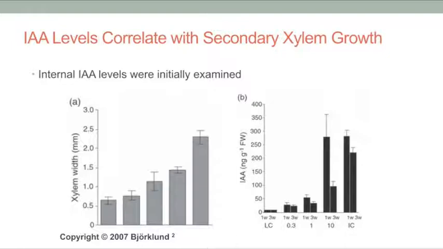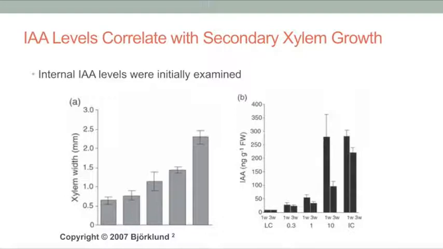The 3 experimental trees were decapitated at the initiation point of secondary xylem growth and exposed to 0.3, 1, and 10 milligrams of indole acetic acid. The amount of xylem growth was shown to strongly correlate with the indole acetic acid concentrations, but the intact control specimen still experienced the largest amount of growth.